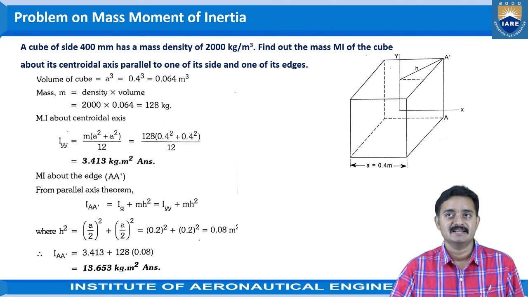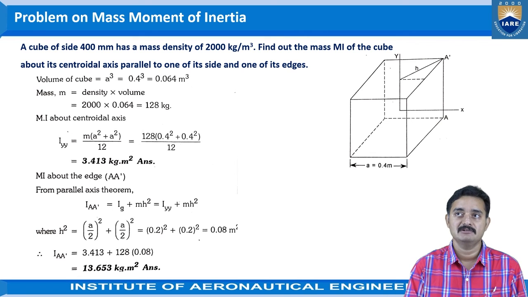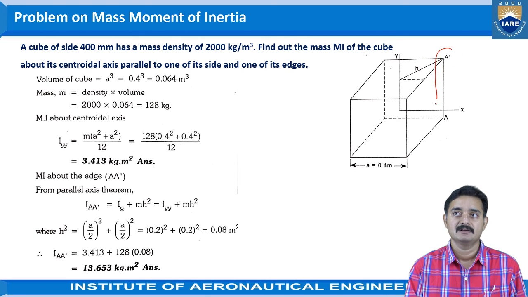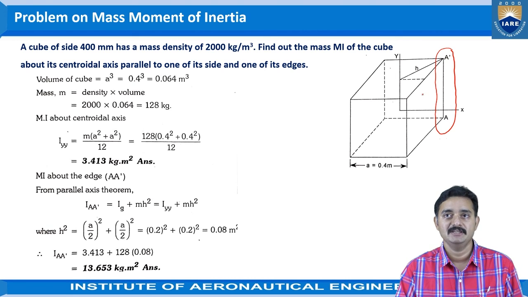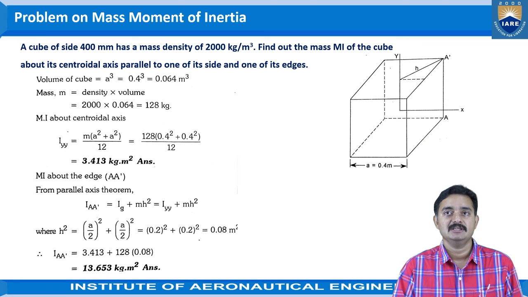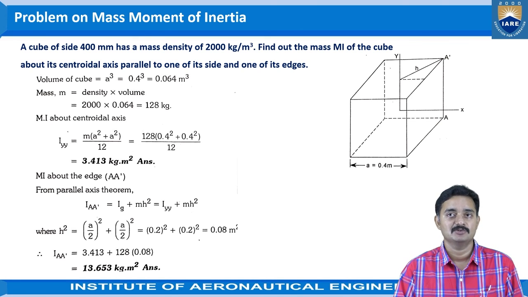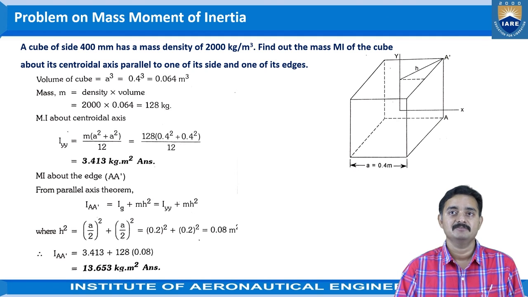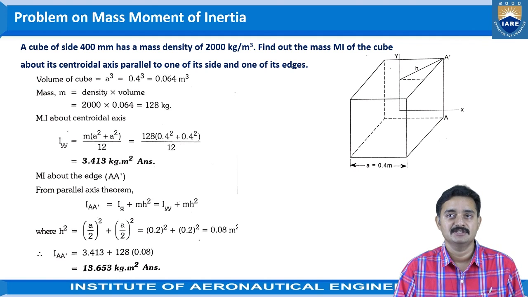Now coming to the second case, with respect to the edges. Moment of inertia about the edge AA dash. Here this is the moment of inertia we are calculating with respect to the edge of the cube. Just now we have calculated the moment of inertia along the centroidal axis. Now we are going to calculate the moment of inertia with respect to the edge. From the parallel axis theorem, we can say that IAA dash is equal to IG plus MH square.